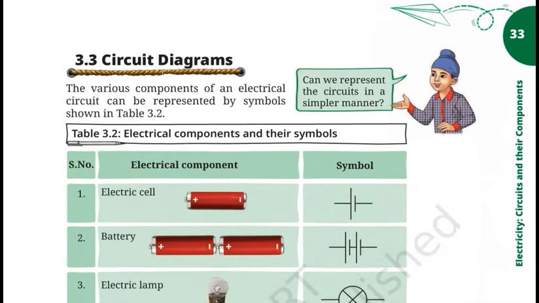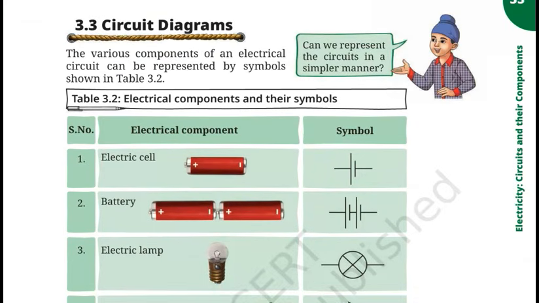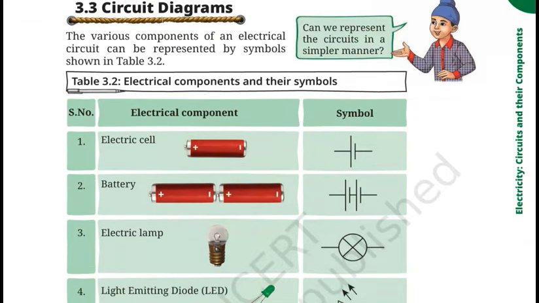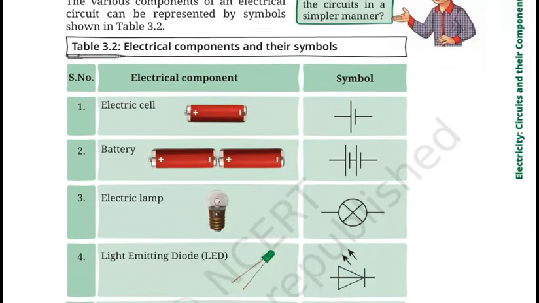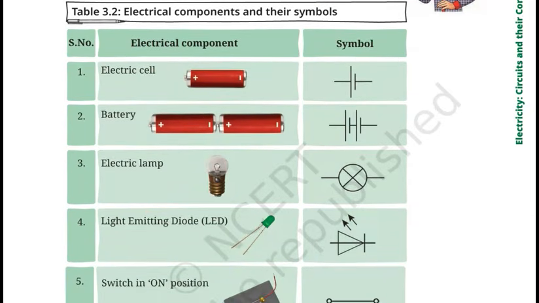All right. So now we will learn how to make a circuit diagram. But before that, we should learn the different symbols that represent different electrical components. Okay. So the first one, if you see table 3.2, we have electrical components and their symbols. The first electrical component is an electric cell, and the symbol which we use to represent it is, we make a long line and a small line. Okay, the long line represents the positive terminal, the small line represents the negative terminal of the cell, like this.